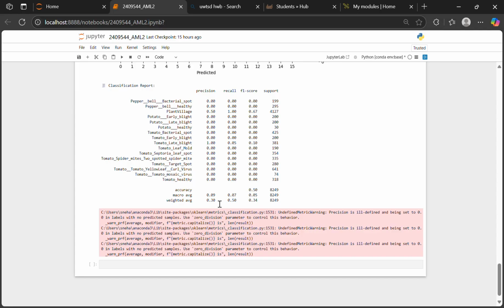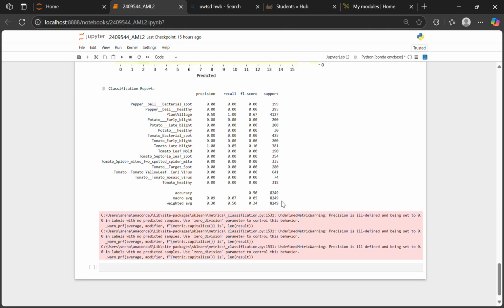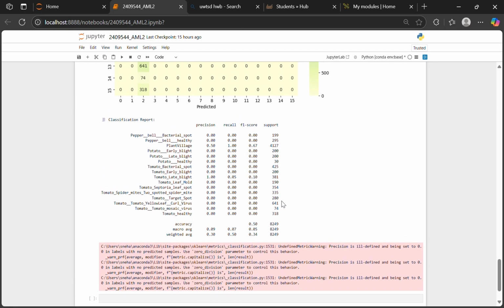Weighted average is 0.30 for precision, 0.50 for recall, and 0.34 for F1 score, and the support is 8249. To address class imbalance, I used class weights during training and applied dropout to prevent overfitting.